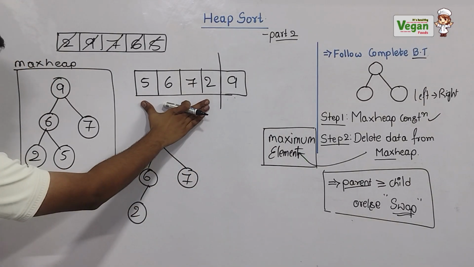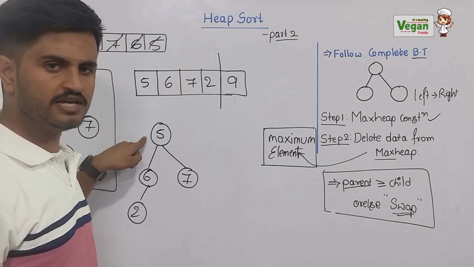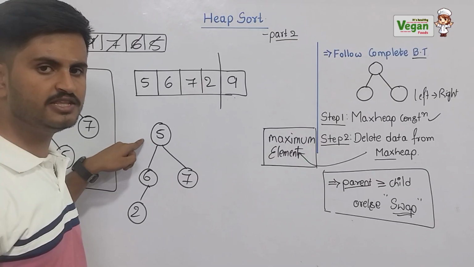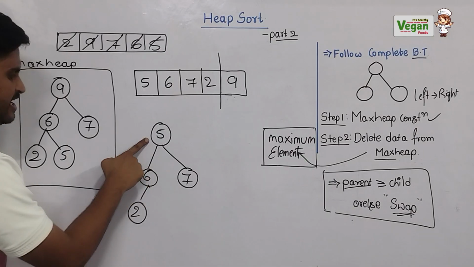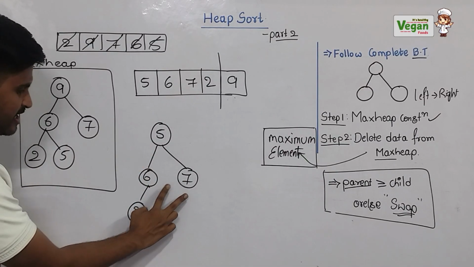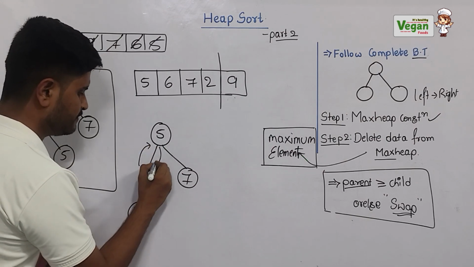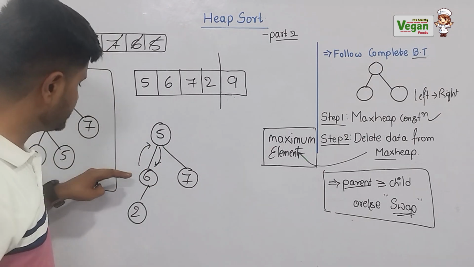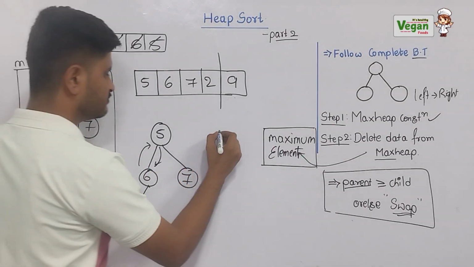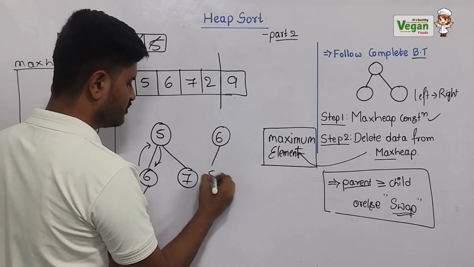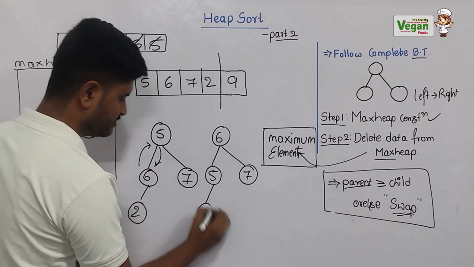For the 4 elements, we must sort in a way that the maximum element will be in the root node. The condition which must be satisfied here is that the parent node must be greater than the child node. Here it is not satisfying. What we will be doing is swapping. First we must go from left to right, so the left child swaps with 6. If you swap with 6, 6 will go to the top, 5 will be left child, 7 will be the right child, and 2 will be the left.